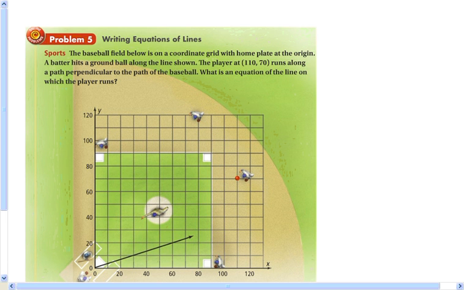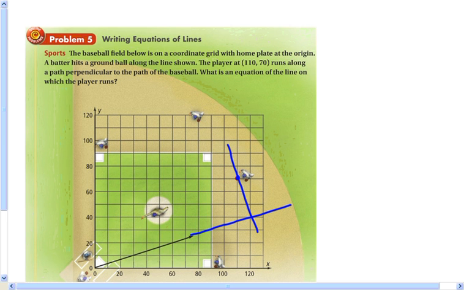I think the player is in the wrong spot. It says the player is at (110, 70). Oh, I guess it's in the right spot. Sorry about that. So there we are, (110, 70). And we know that this line's going to continue out here, so that player is going to try and catch that ball at a perpendicular angle. It looks like about there, but we'll see.